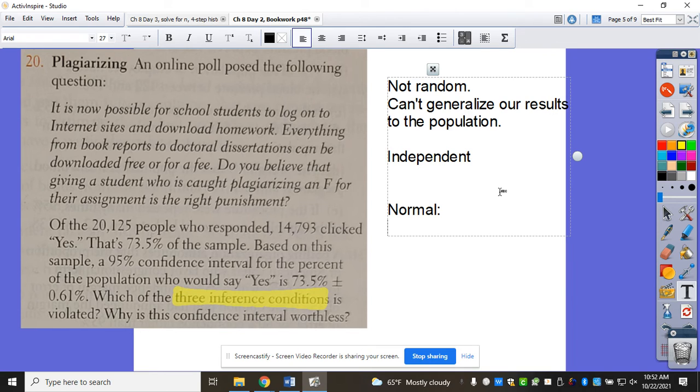N times 1 minus P and N times P. You're checking both of those. If you didn't do that part today, that's fine because we hadn't brought that up again. But that's all it does there, and it's 73.5% of this many. If you have this many people, you're going to have at least 10 successes and at least 10 failures. That shouldn't be an issue.